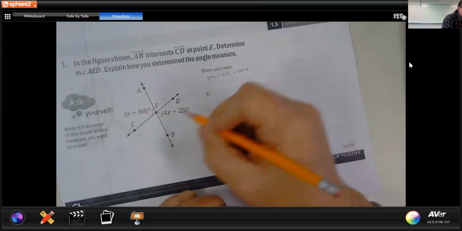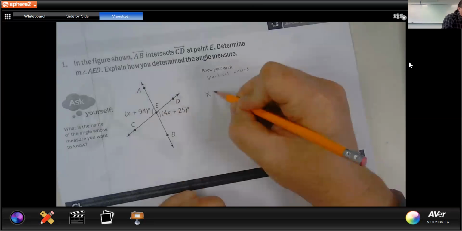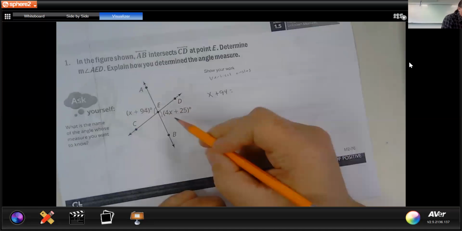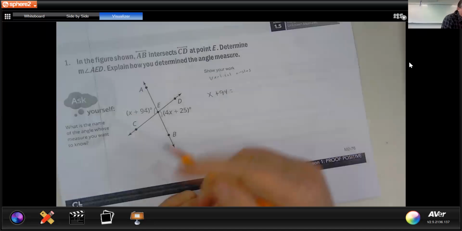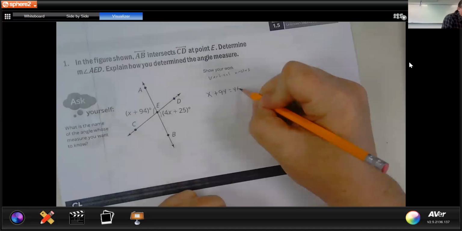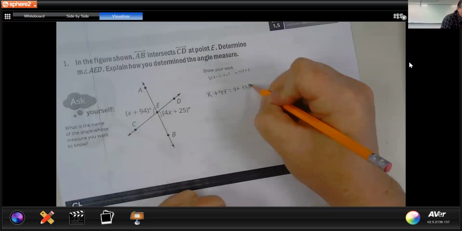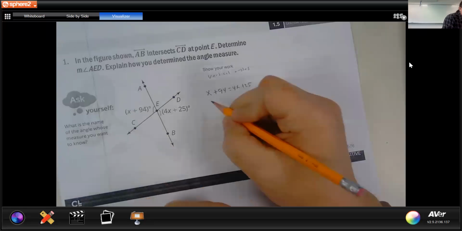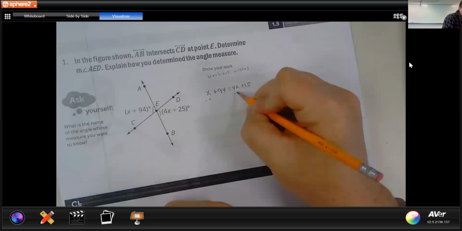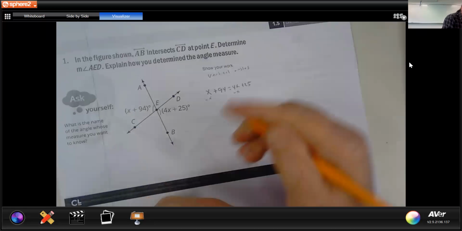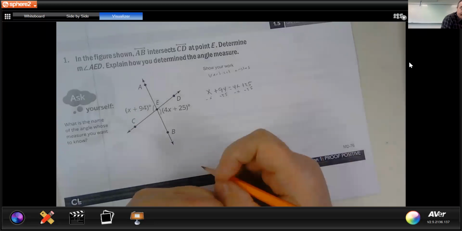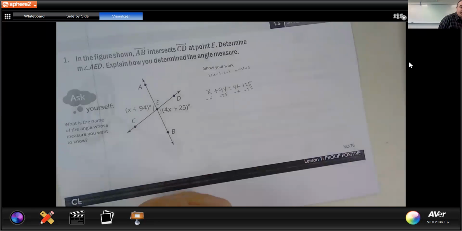We know that this angle is some number plus 94. We don't know what that number is yet. That's what we have to figure out. Equals 4 times some number plus 25. So at this point, we're just doing the algebra. What are we going to do? We're going to subtract x from both sides. We're going to subtract 25 from both sides. Remember, what you do to one side of the equation, you do to the other side. And what does that leave us with?